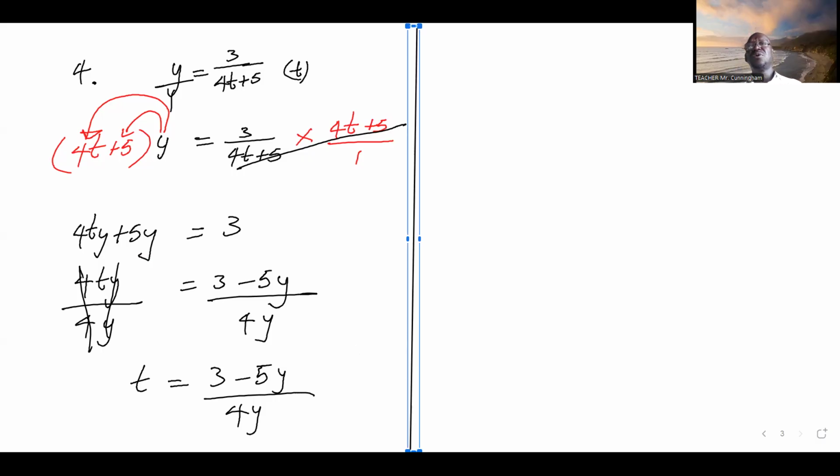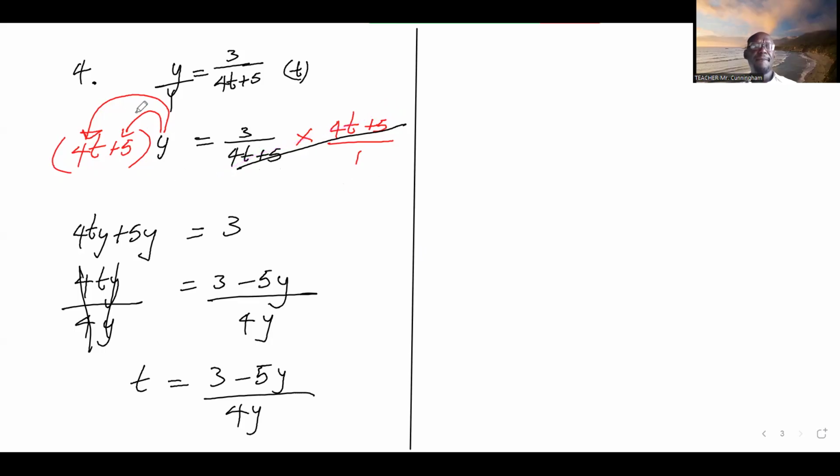All right, Antonio. What was the first thing I did? I multiplied throughout by the denominator. What's the denominator? 40 plus 5. Right, so that is what I'm multiplying throughout by, that red part. So if I multiply by that, this one side will cancel.